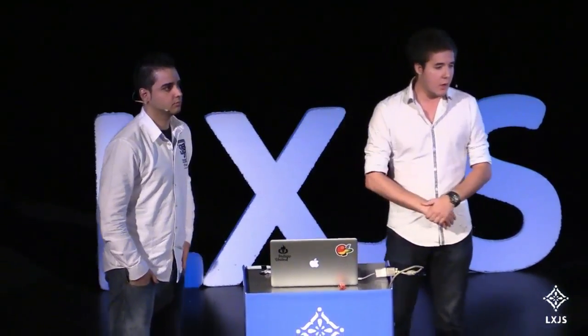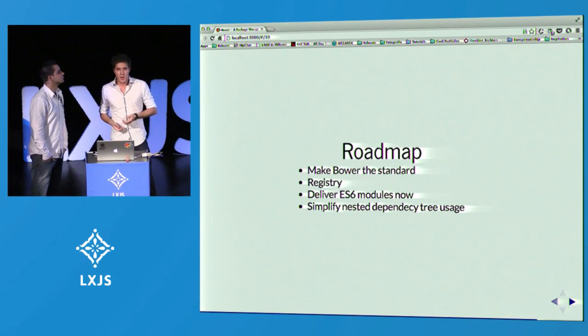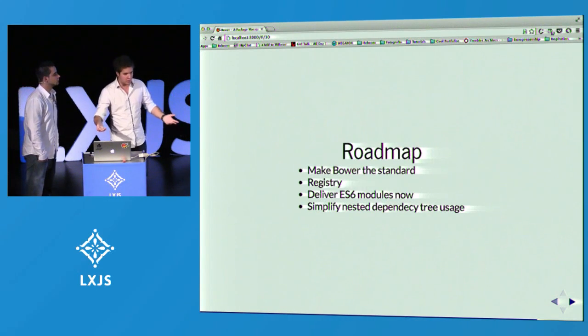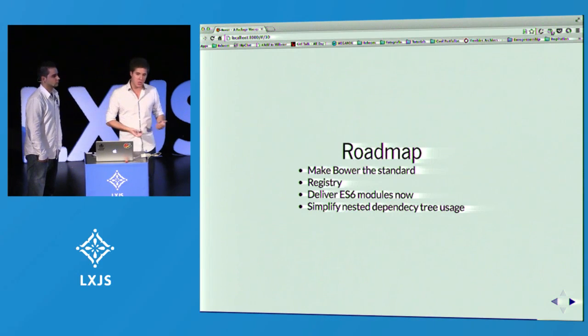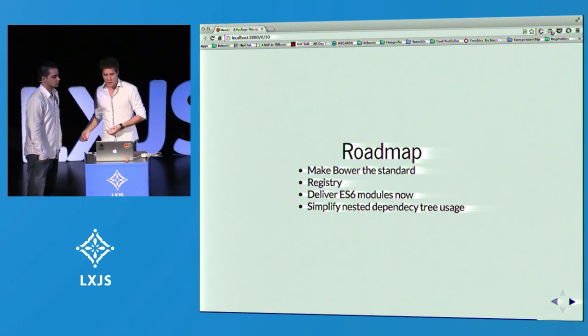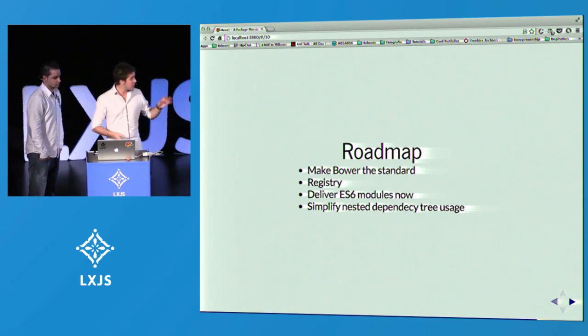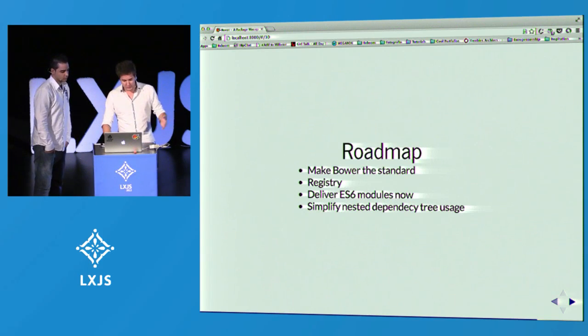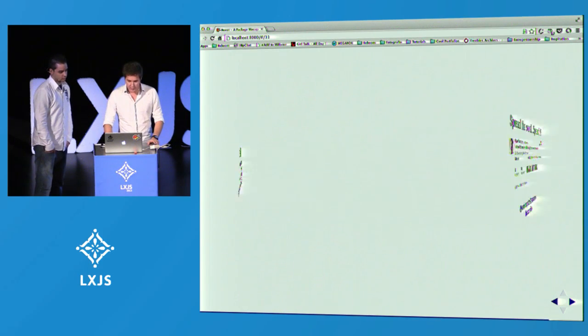And finally, we want to simplify the nested dependency tree usage. This is sort of a hard problem for the browser. You have stuff that relies on globals, for instance jQuery, and if you have two dependencies that depend on different incompatible versions of jQuery, that's kind of hard to handle, and other similar issues. That's something we really want to simplify. Some problems can already be handled, but it's not so simple, so we hope we can solve that.